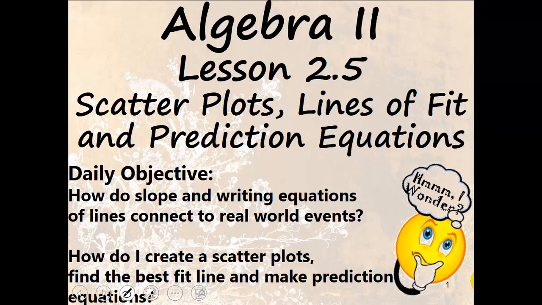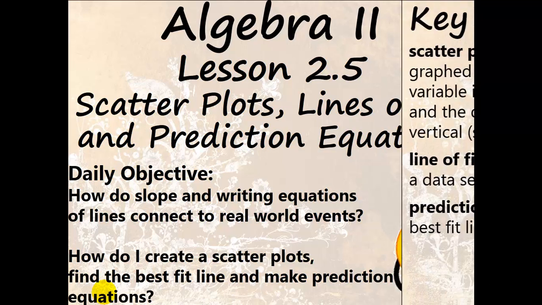So one thing that you may be wondering is why do we even learn how to do this? Well, there's a lot of real world events that model linear equations. And so it's really good if you have data sets, if you can determine a best fit line and a prediction equation, then you can make predictions about what will happen in the future if everything stays constant. So we're going to learn how to make a scatter plot, find that best fit line, and make a prediction equation.